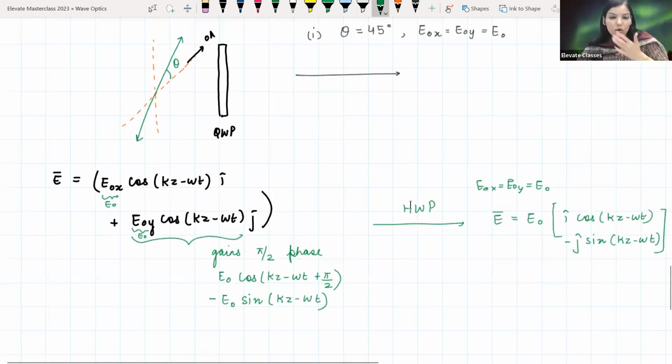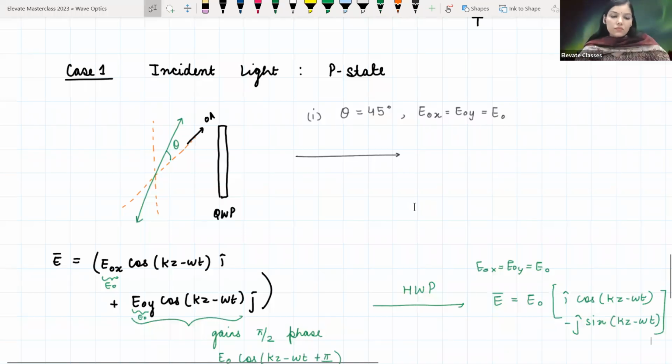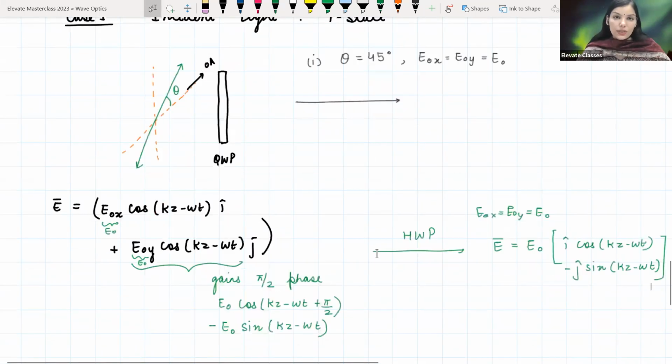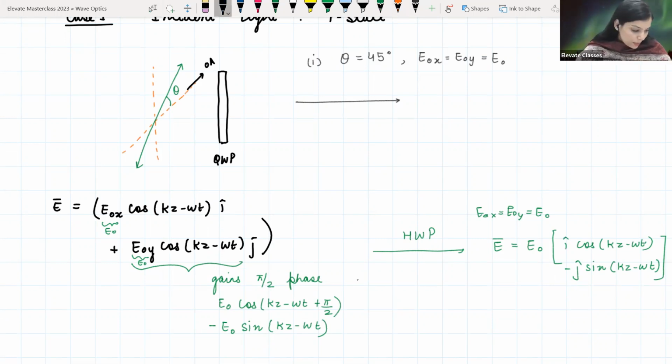Okay, so depending on the theta and depending on the orientation of the optic axis, i या j में से किसी एक component को pi/2 का phase difference मिलेगा extra, and because of that यहाँ पे मुझे output में क्या मिलेगा? Output में I will get a circularly polarized light. ठीक है? And this circularly polarized light can be left-handed or right-handed.